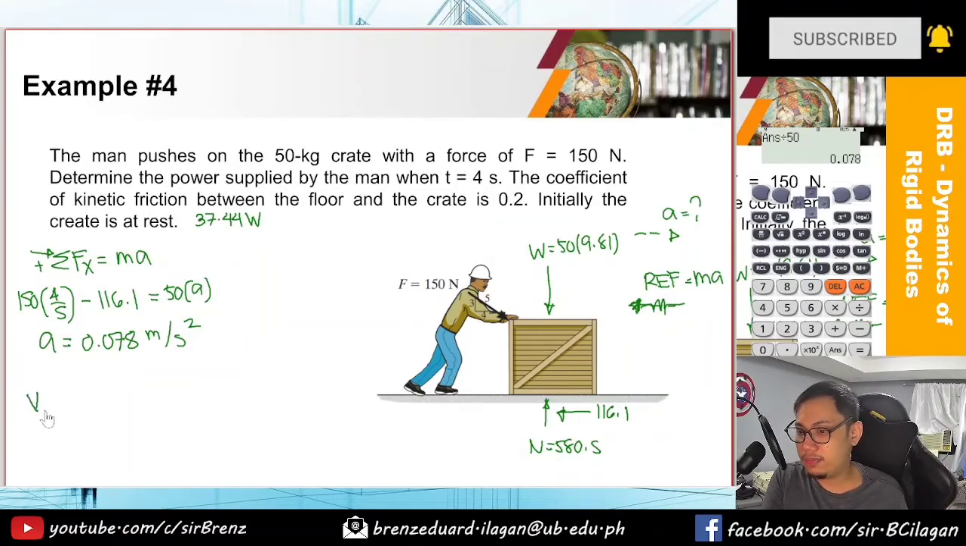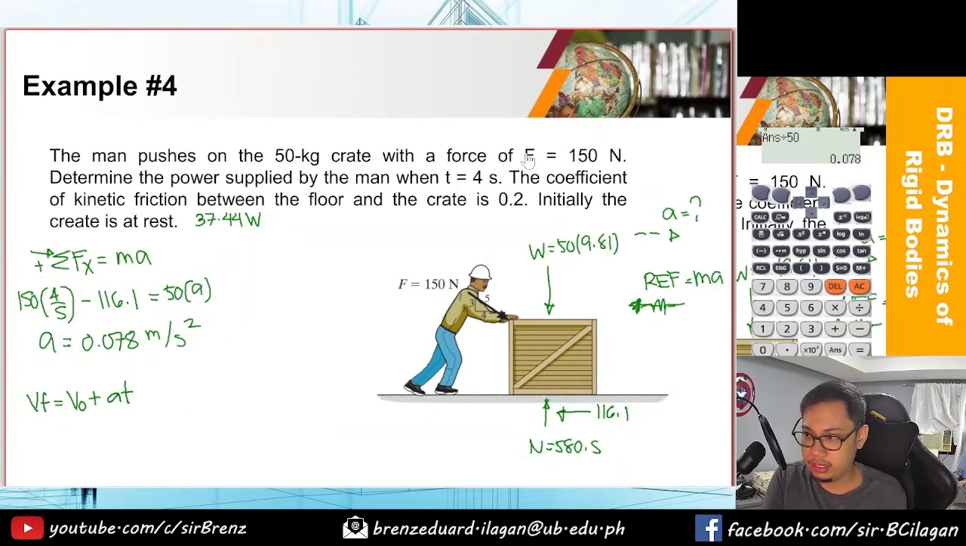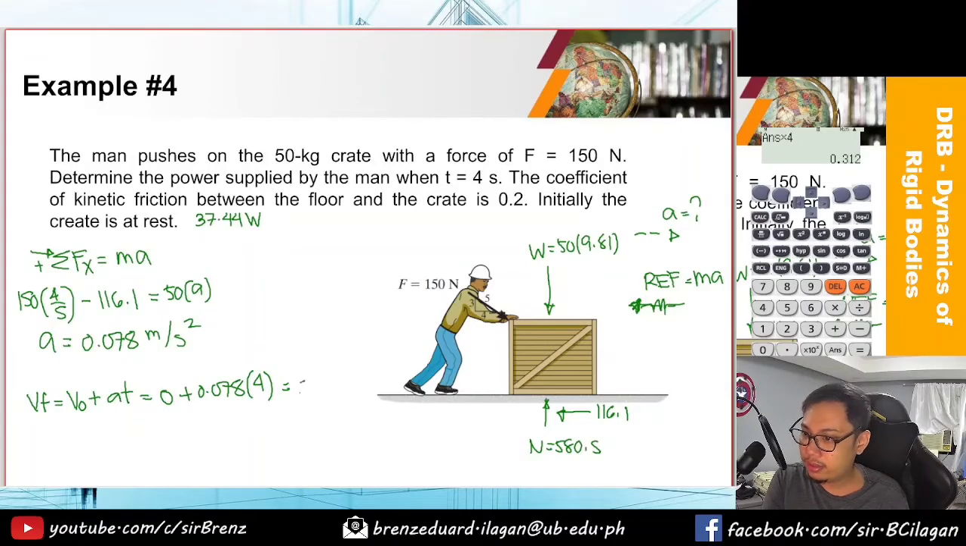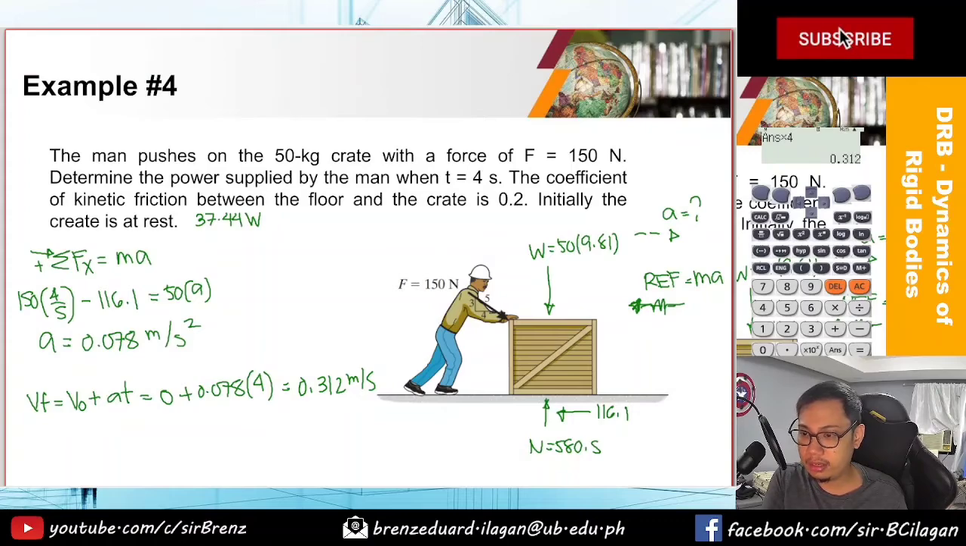And then, ayun, so from this, tsaka mo siya applyan ng kinematics. Yung formula nga, di ba? Final is equals to initial plus acceleration times time. Since given naman yung time, so 0 naman yung initial. So 0.078 and then times 4. So ganun na din, di ba? Bumalik ka lang ulit sa 0.312 meter per second. And then yung procedure niya, ito na lang din.